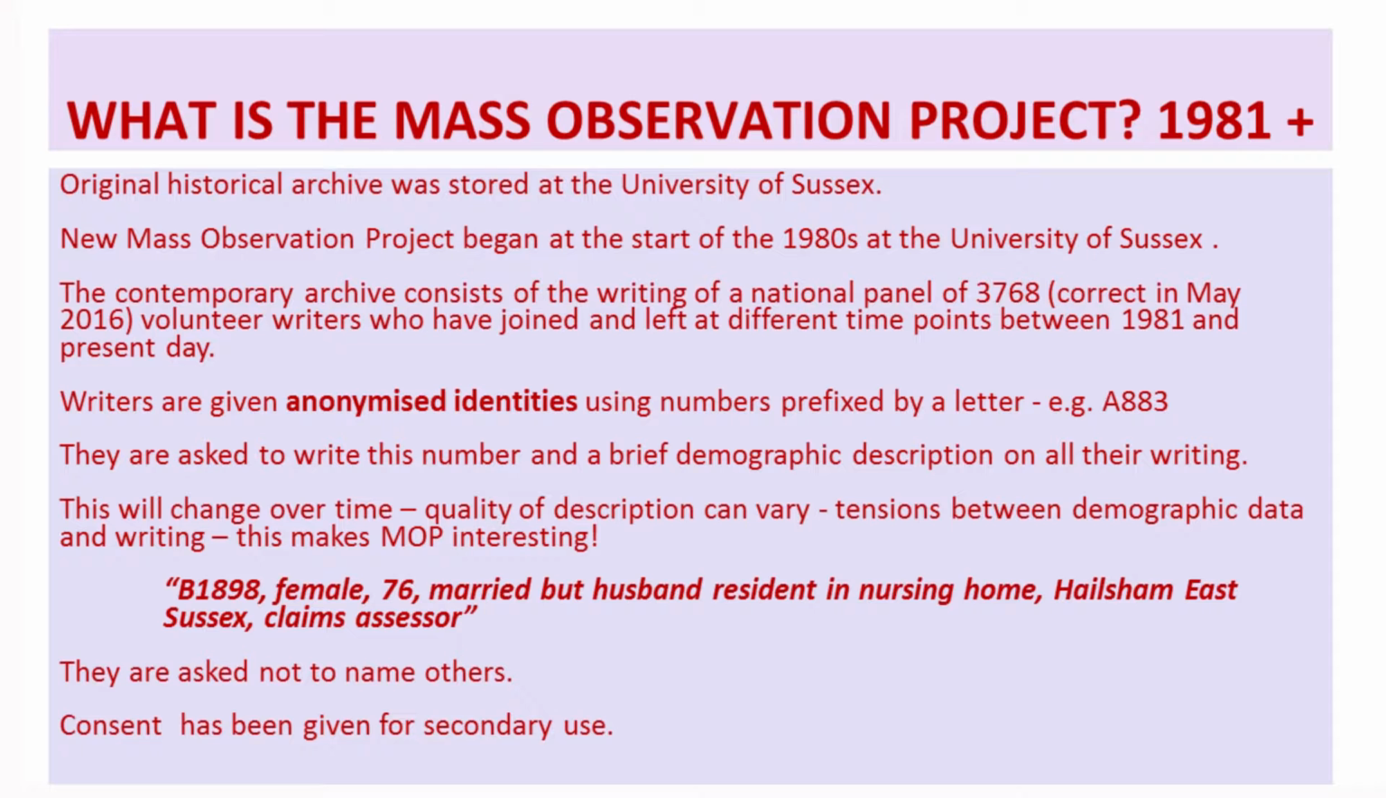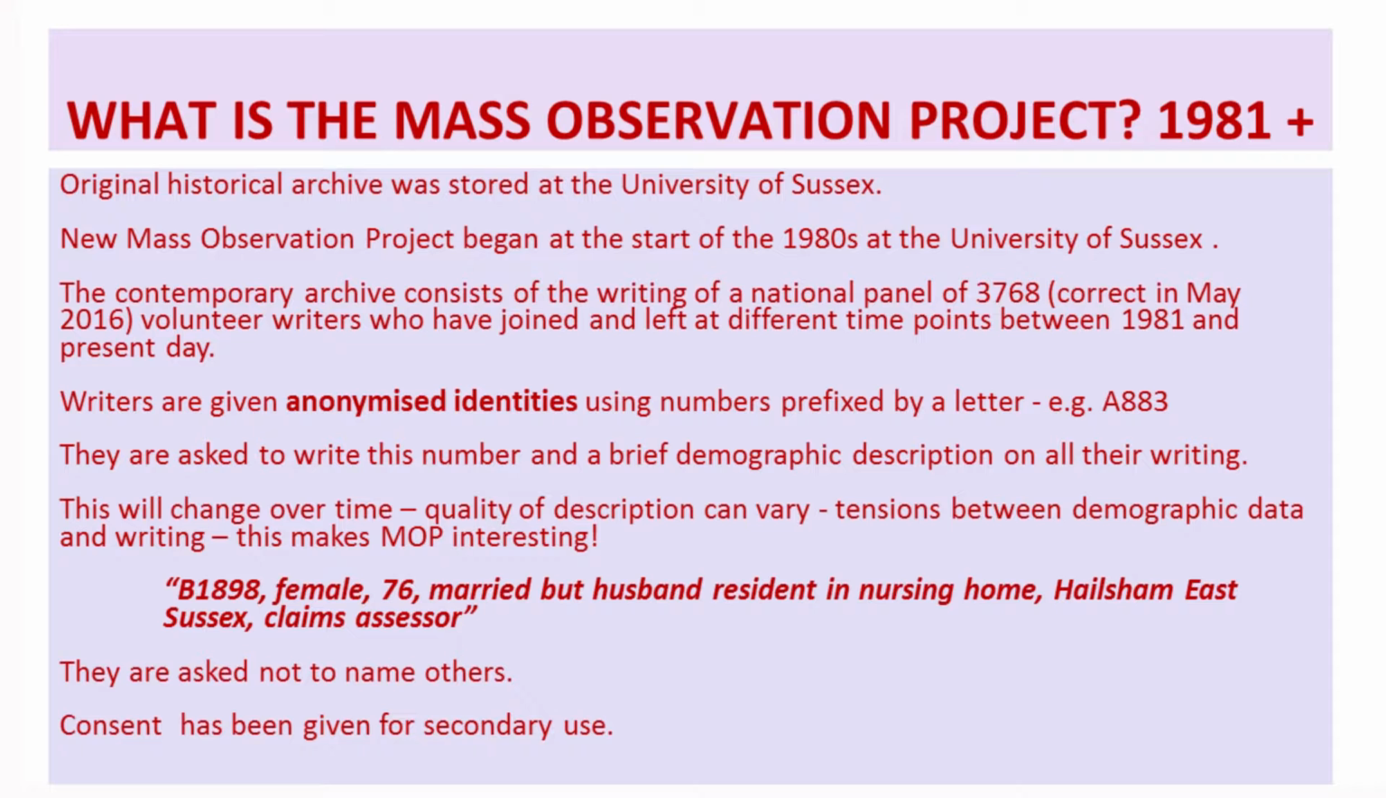Writers are given anonymised identities, so these are numbers prefixed by a letter. A883 is an example. They're asked to write this number on their writing, and they're also asked to provide a brief demographic description on all their writing as well. This demographic description is very small, but it changes over time. The quality of the description can vary, and there are tensions between that little source of data and the actual writing itself.